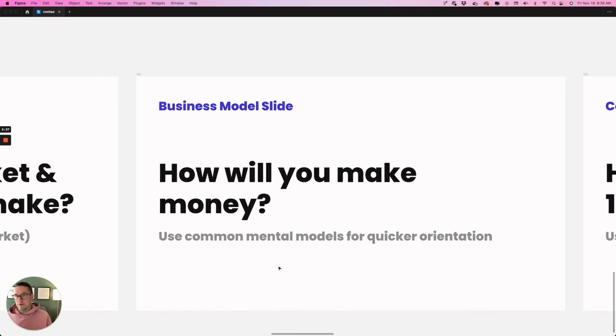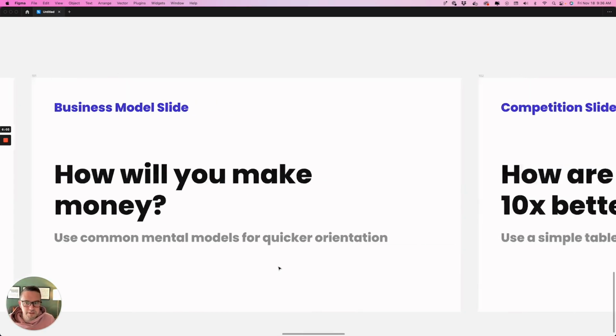This one I think a lot of people can overthink. Use common mental models for quicker orientation. Like if you're ad supported, just say you're ad supported. You don't have to make up some fancy name for the fact that you run ads. Just say, this is how we're going to make money. There's lots of companies that make money that way. So just be clear on your business model and the business model metrics and how things break down. You don't need to be super complicated and complex on this slide.